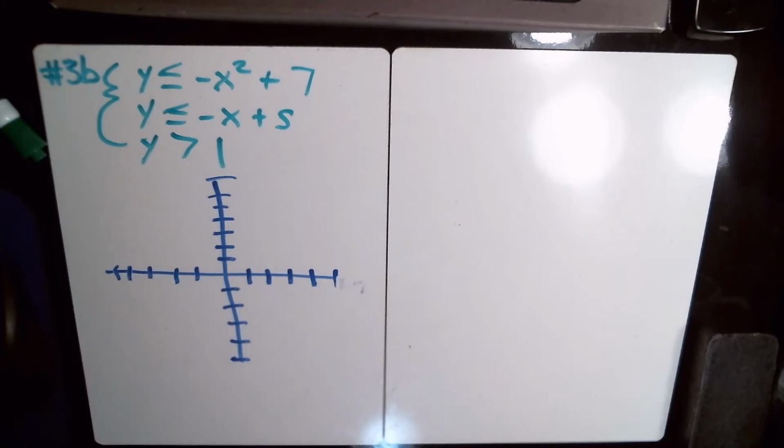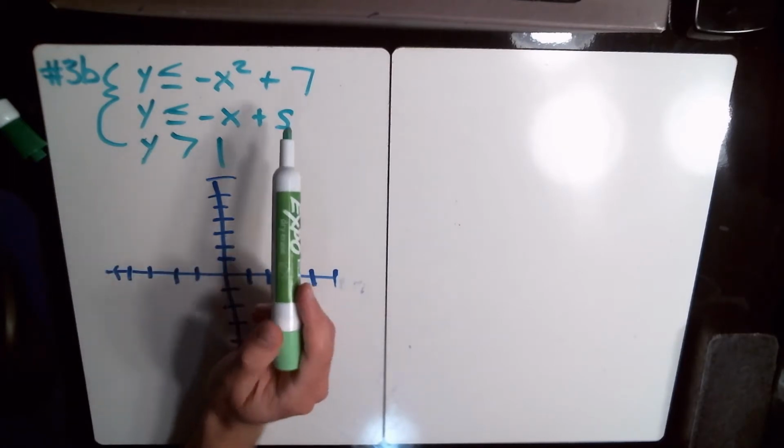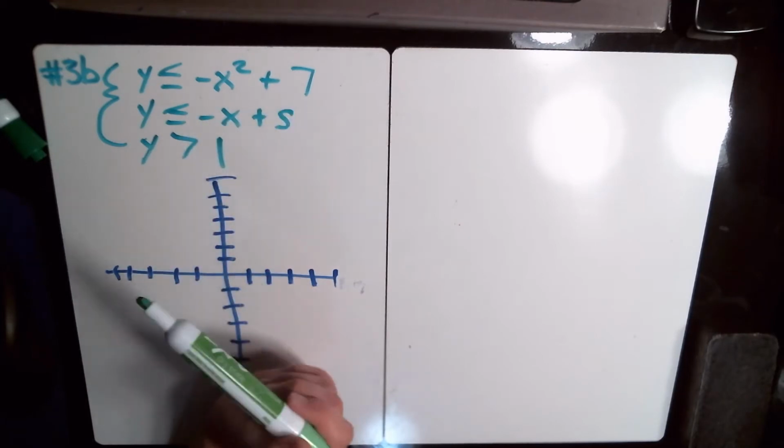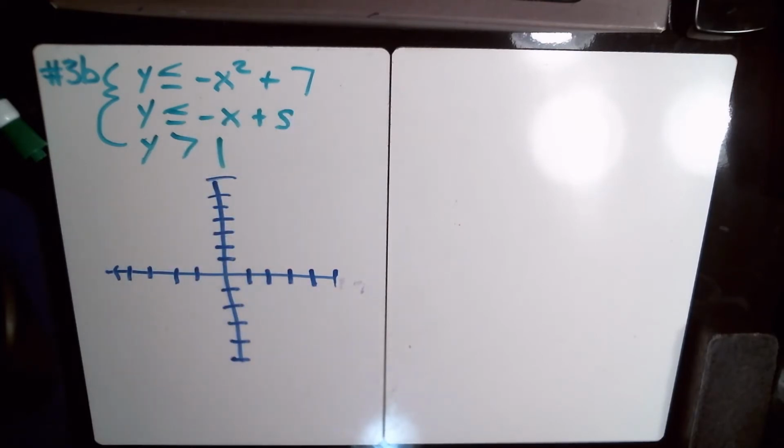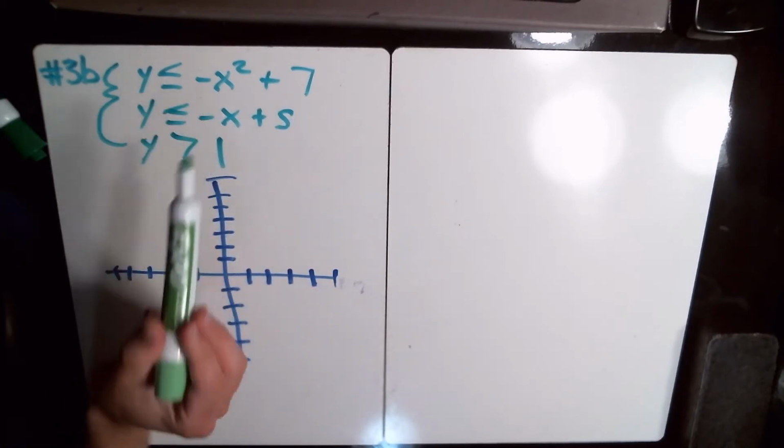Okay, welcome back. So in this video we're going to be graphing the solution set of this system of inequalities. We're going to be doing that with these ones. So we've got negative x squared plus 7. And notice these are already solved for y.